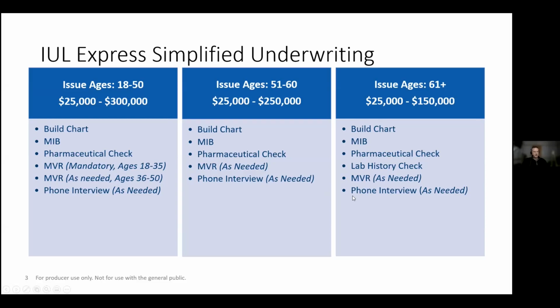And then for 61 to 75, there is one added step that we have. We do have a check on lab history. So if a client has completed lab work that we're able to access, then we will double check on that to make sure that it is within proper levels. But again, we will not require them to go get labs if there's nothing there. It will just be something that we will go and check our database if there's anything available.